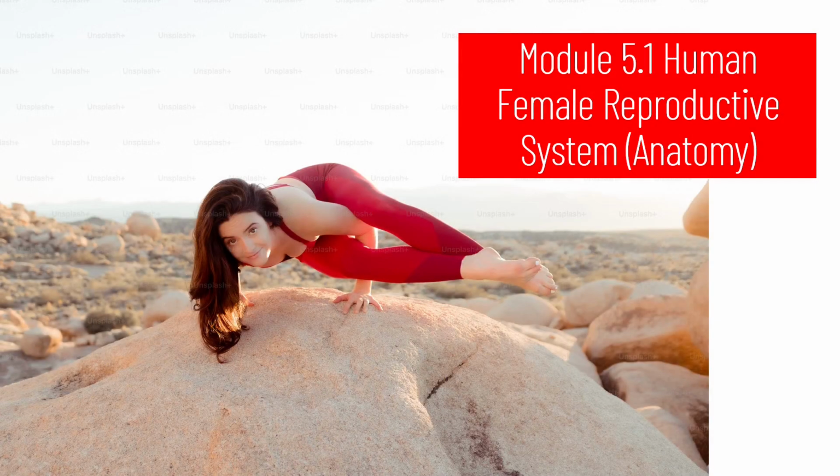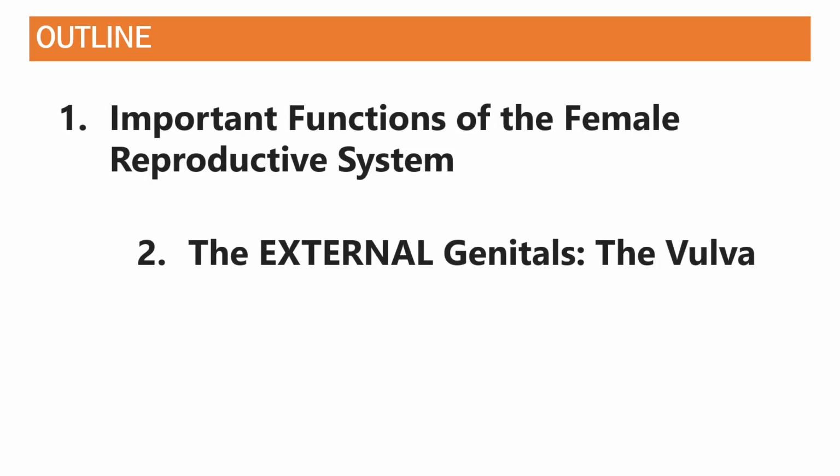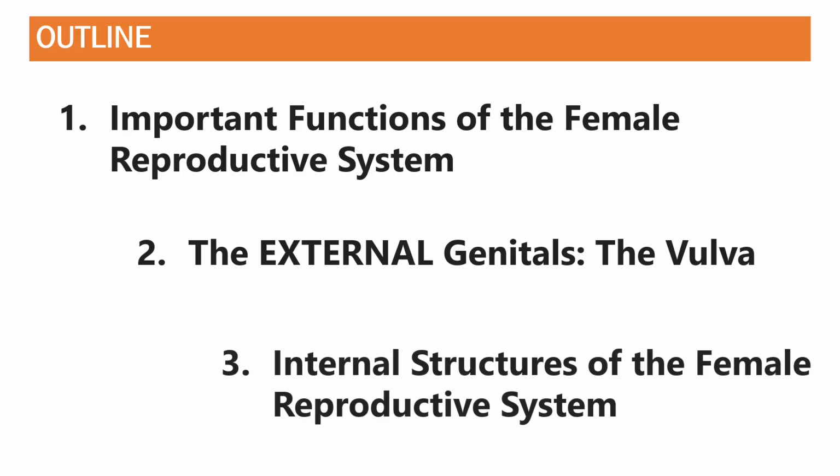Next video in our batch review is about Module 5.1 Human Female Reproductive System, particularly talking about the anatomy. So let's now talk about the important things that need to be remembered. First of all, the function. Number two is the external genitals, the vulva, and internal structures of the female reproductive system. So starting with the function, you already are familiar with this.